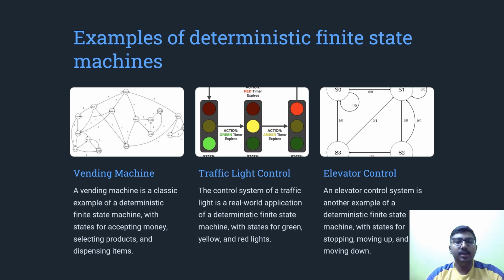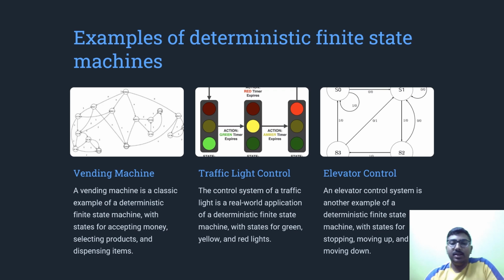Now let's see the examples of deterministic finite state machine. In this, we're gonna see the examples of deterministic finite state machine, that are vending machine, traffic light control, and the elevator control. They are all real-world applications. A vending machine is a classical example of deterministic finite state machine, with states of accepting the money, selecting the product, and dispensing the item.